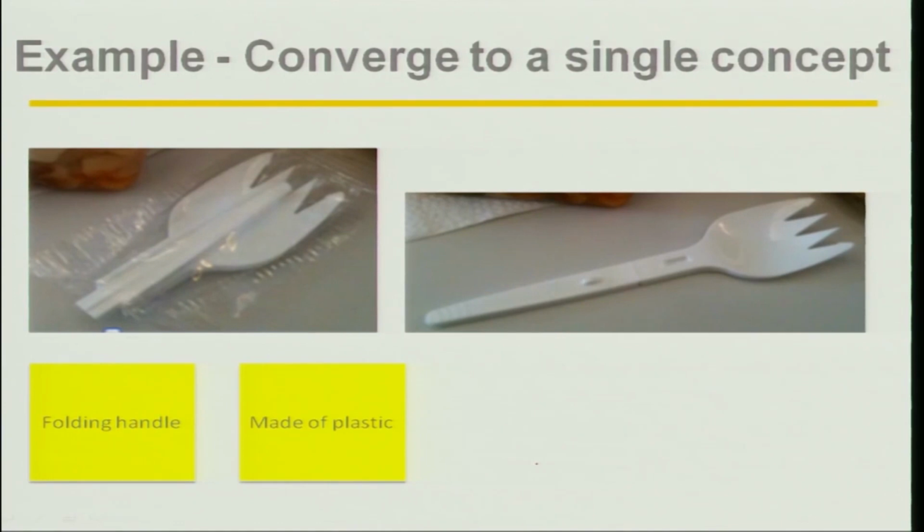So if you think back after the ideation process, these were the key features that made it to the product. It's a folding handle, as you can see. It's made of plastic and there's fork teeth at the end of the spoon. Okay, so you can see how we went through the process in order to arrive at something that was a very nice and simple solution to what could be a sticky problem.